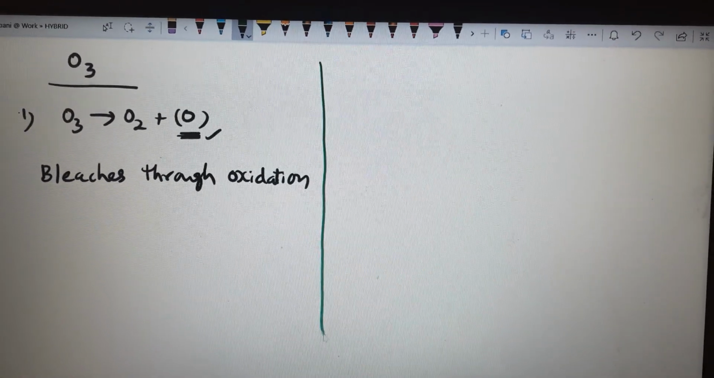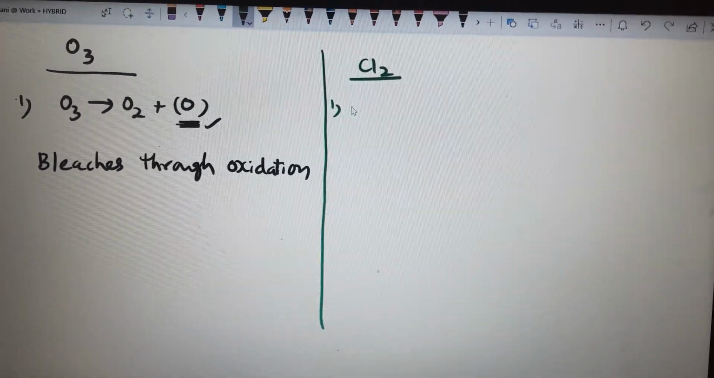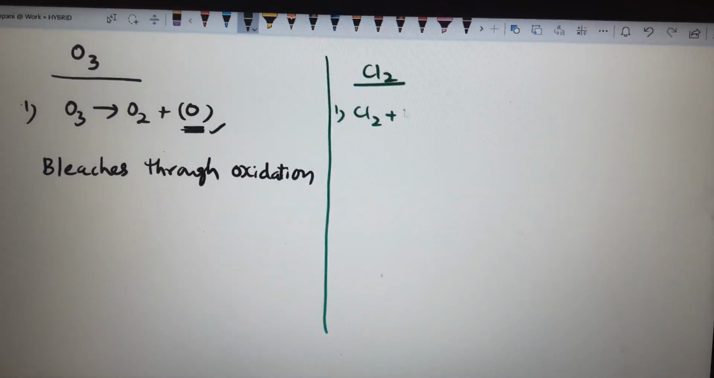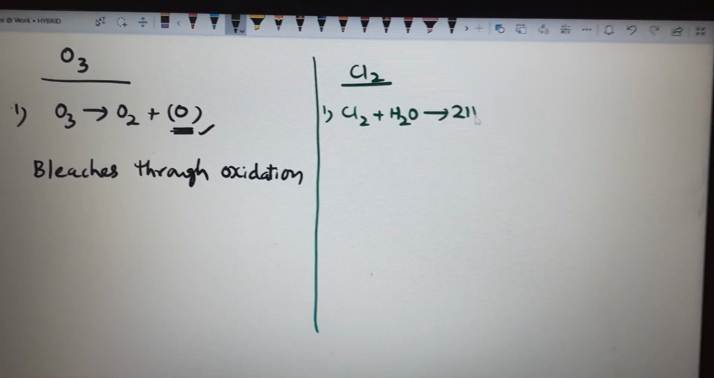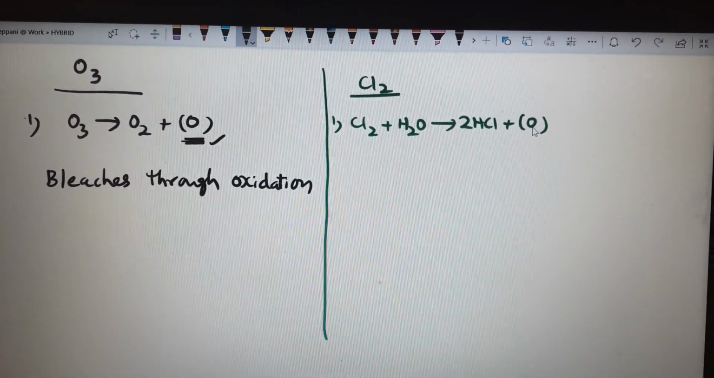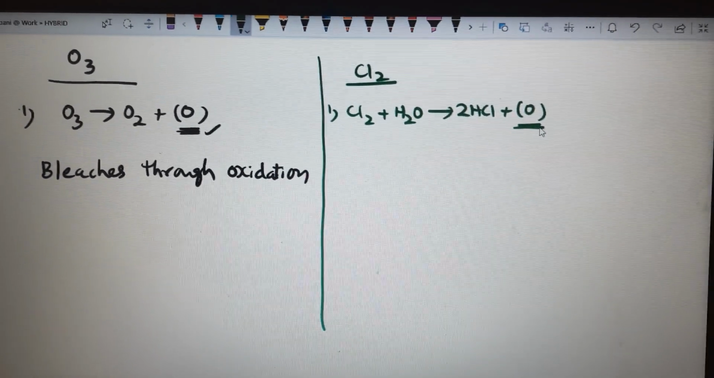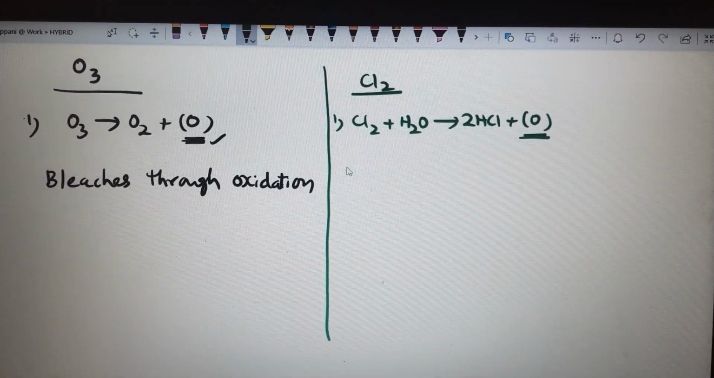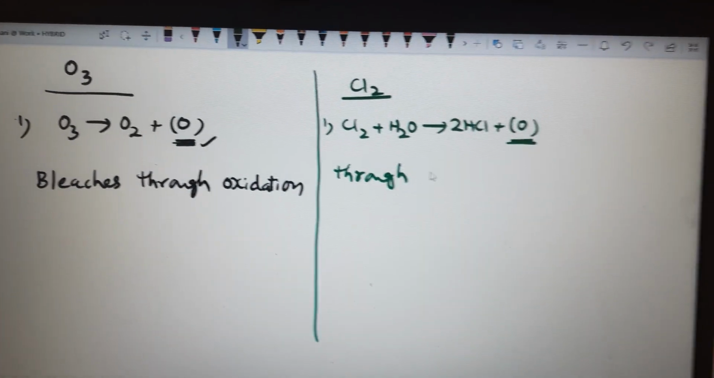Whereas chlorine will react with water, so moisture is required for it, giving 2HCl plus nascent oxygen. So this oxygen is responsible for bleaching action. So this also bleaches through oxidation.